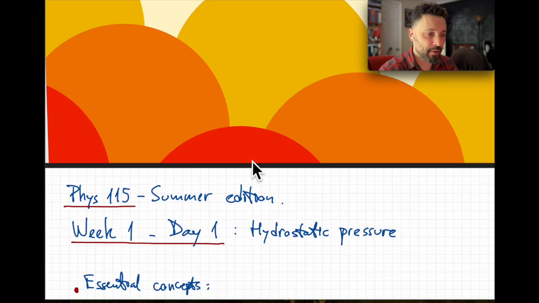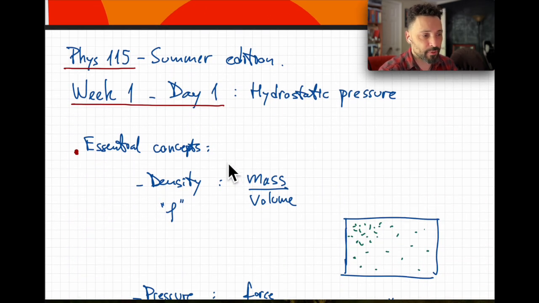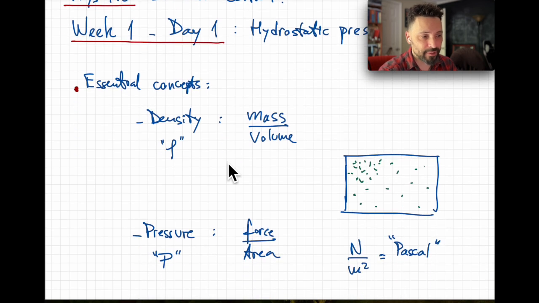I will tell you what the main concepts are and what we're going to see in that first day of class. So the essential concepts are basically density and pressure. We're going to be talking about fluids, and a description of a fluid requires us to define its density. A density is a measure of the mass per unit volume. So it's usually some amount of mass divided by some volume, and so it has units of, for example, a kilogram per meter cubed, and so on and so forth.